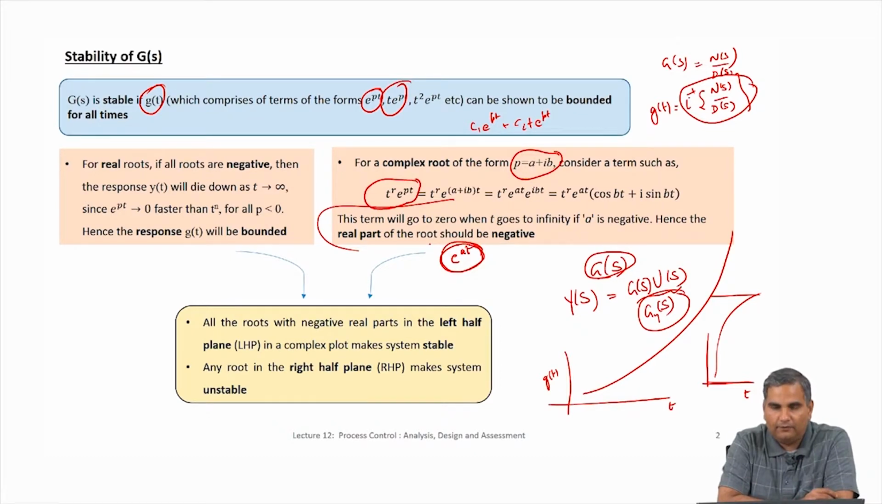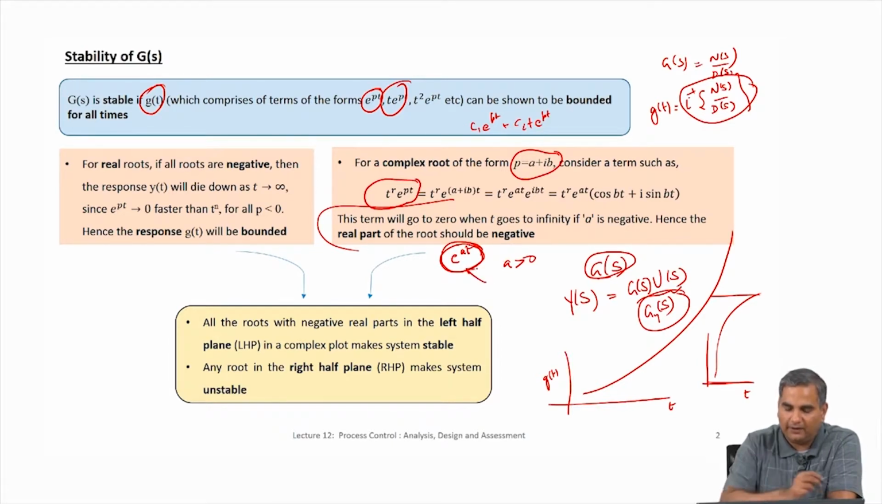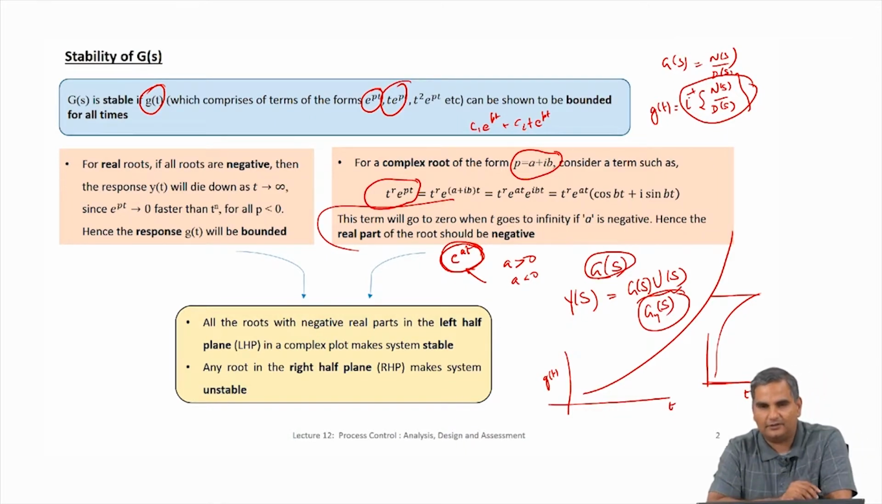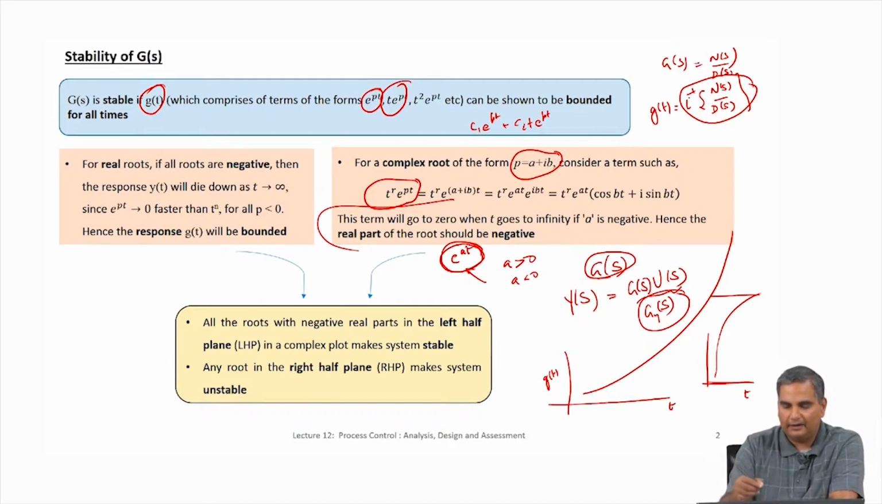Now, if a is greater than 0, then this will become unbounded as t tends to infinity, right. So, if it is e power 2t or e power 0.5t and so on, this will go to infinity. However, if a is less than 0, then this e power a t term is going to 0 as t tends to infinity. So, as long as the real part is less than 0, and we will come to the equal to 0 case later. So, right now let us just talk about less or greater. Equal to, if you look at this, if you put a equal to 0, this will be 1.